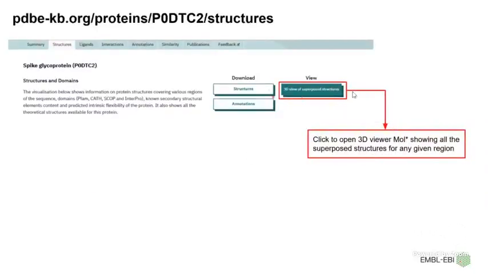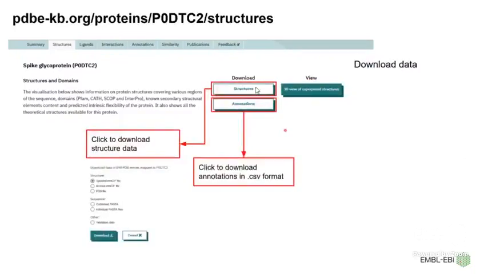You can view the 3D view of superposed structures, as discussed in the summary section, from this place as well. It will open a 3D viewer showing you all the superposed structures for any given region. You can download the data by clicking on this button for all the structures. For example, in this case, I can download all the 890 PDB entries corresponding to this particular UniProt accession by the click of a single button. And I can choose mmCIF files, FASTA files, or even validation data.